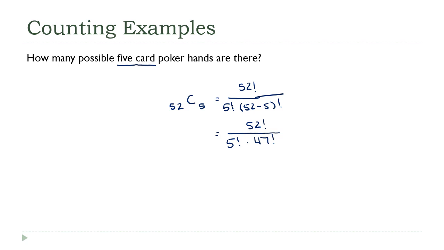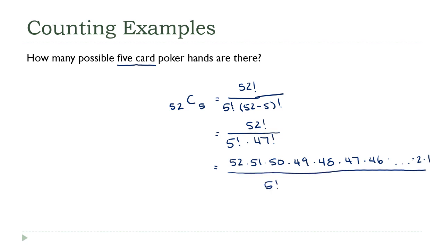Now watch what I'm going to do with the numerator here. This is 52 times 51 times 50 times 49 times 48. And I'm actually going to stop here. Because what happens next? Next is 47, 46, 45, all the numbers from 47 on down. So let me write a couple in here: 47 times 46 down to 2 times 1. And this is still all over 5 factorial times 47 factorial.